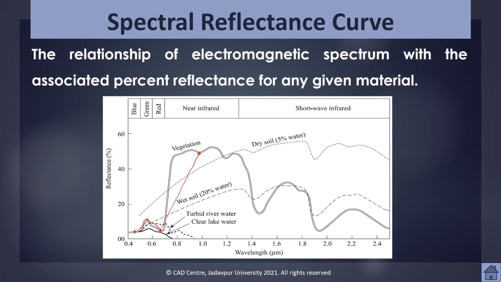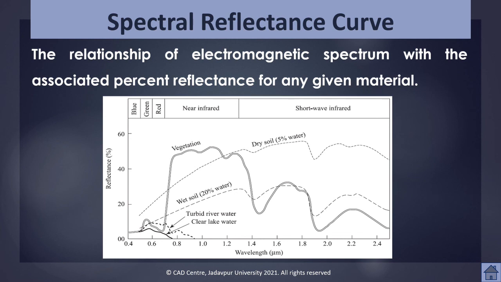Now, if we want to get a curve like this one drawn in this figure, then we have to collect imagery in all possible wavelengths, and only then can we get this type of curve. This is only possible in the case of hyperspectral remote sensing. Multispectral remote sensing cannot give us this type of curve.